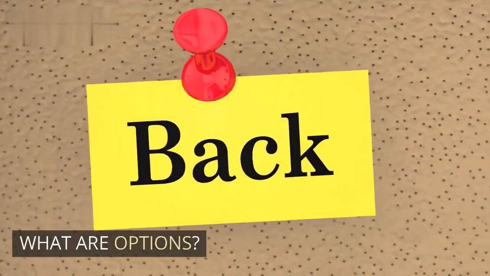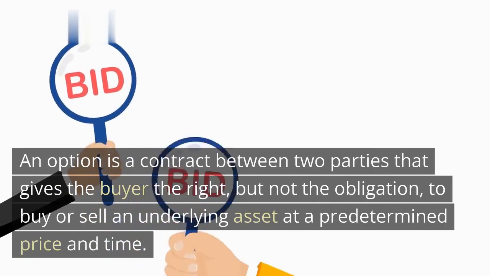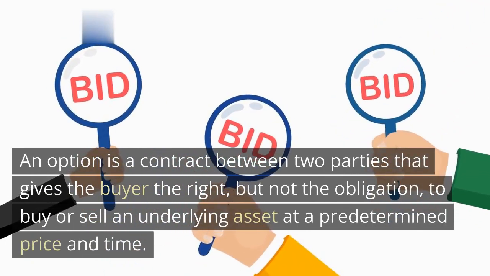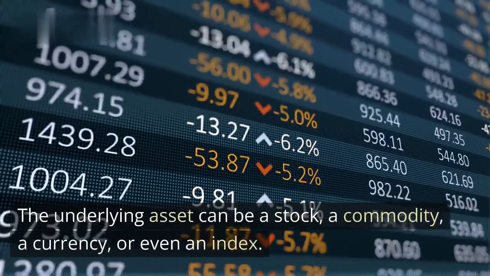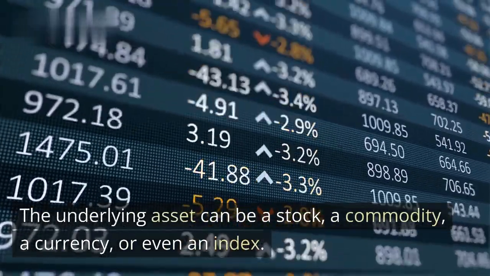What are options? An option is a contract between two parties that gives the buyer the right, but not the obligation, to buy or sell an underlying asset at a predetermined price and time. The underlying asset can be a stock, a commodity, a currency, or even an index.